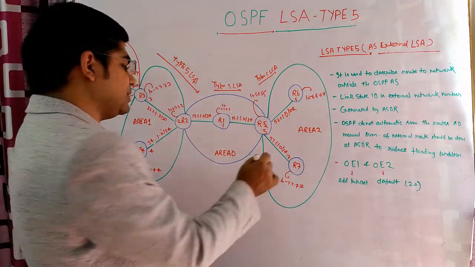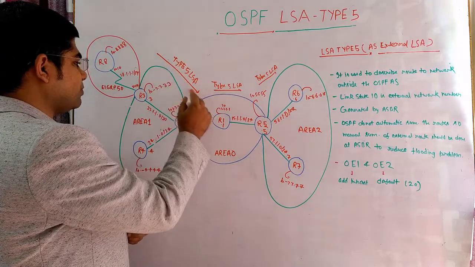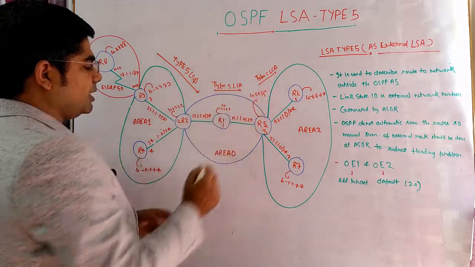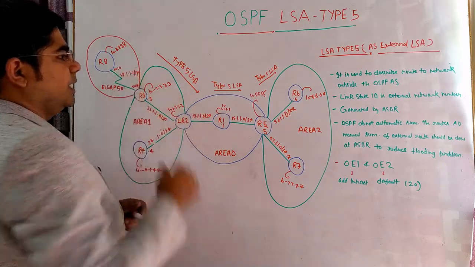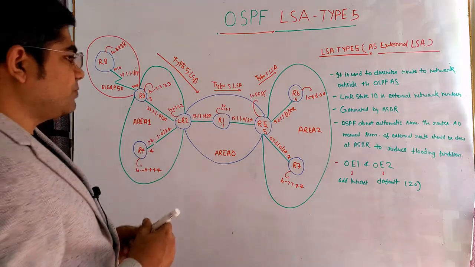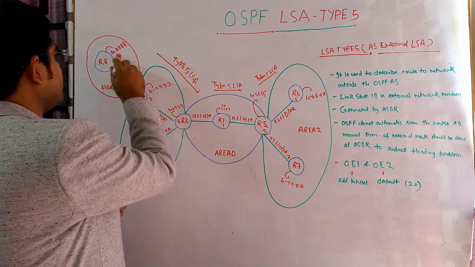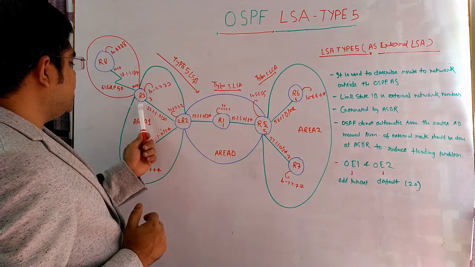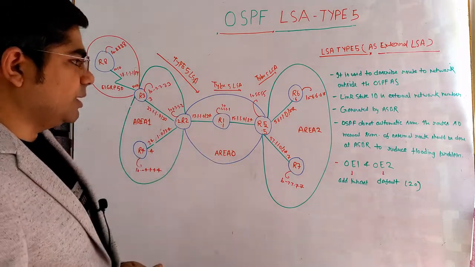LSA type 4 only informs about the ASBR, but it does not tell about routes. LSA type 5 is generated by the ASBR and flooded to other areas. It is used to describe routes to networks outside the OSPF domain. The link state ID of an external LSA is the network number, meaning this 38 network or this 8 network. Whatever external network is advertised in EIGRP is redistributed into router 3, and then it comes into this OSPF domain.